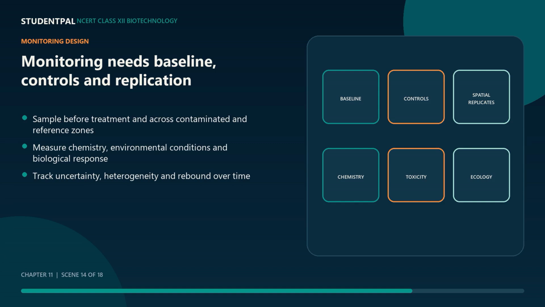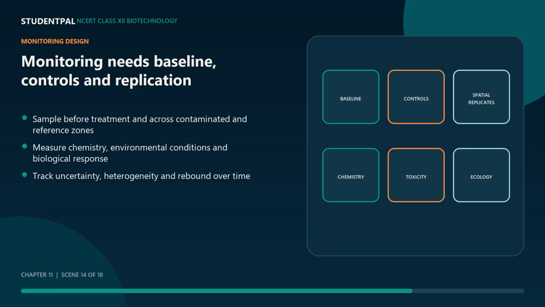Chemical measurements track parent compounds, intermediates, and relevant geochemical indicators. Molecular or culture methods can show microbial potential or community change, but gene presence does not prove field activity. Toxicity tests and ecological indicators assess biological consequence. Quality assurance uses blanks, standards, duplicates, and chain of custody records.